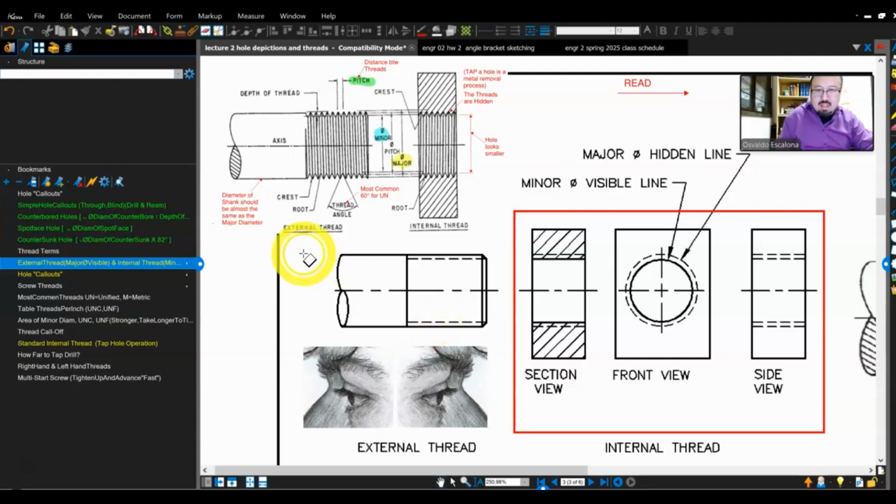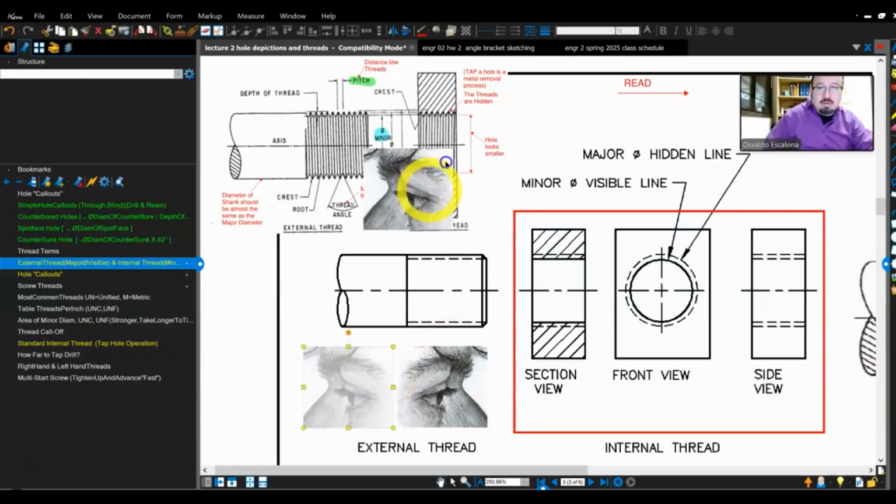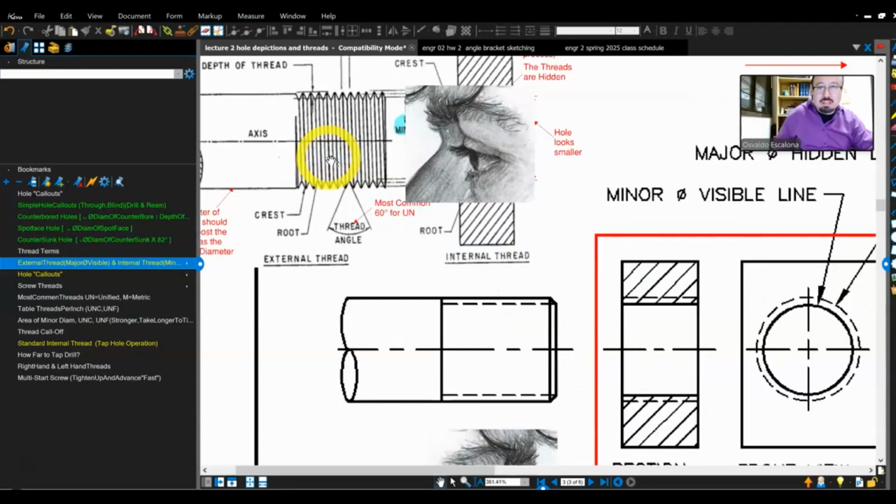What you see here is the representation for an external thread, so this bolt will be represented this way. And the internal thread will be represented by these three views, depending on what you're looking at. So how do you know which one it is? I'm going to look at the bolt, which in this case is the external thread.